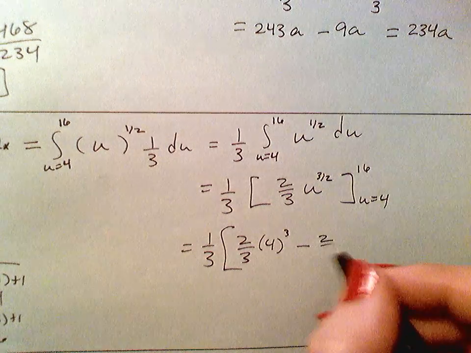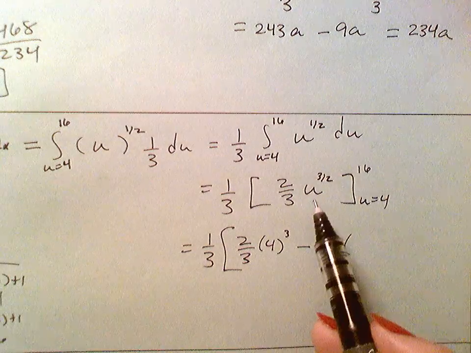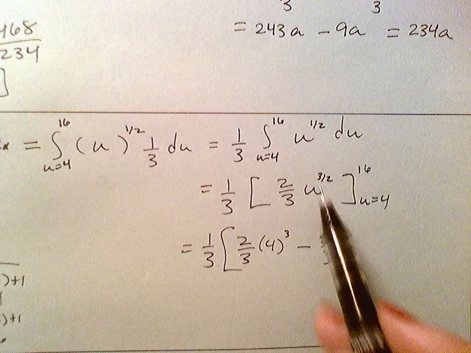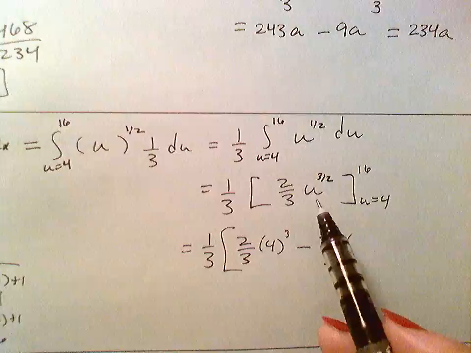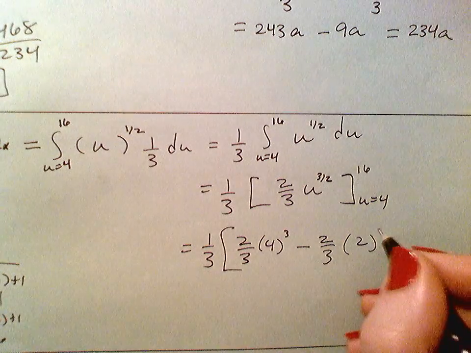Minus 2/3. 4 gets plugged in there. But the 1/2 exponent means I'm taking the square root. So that's going to be 2 to the third.